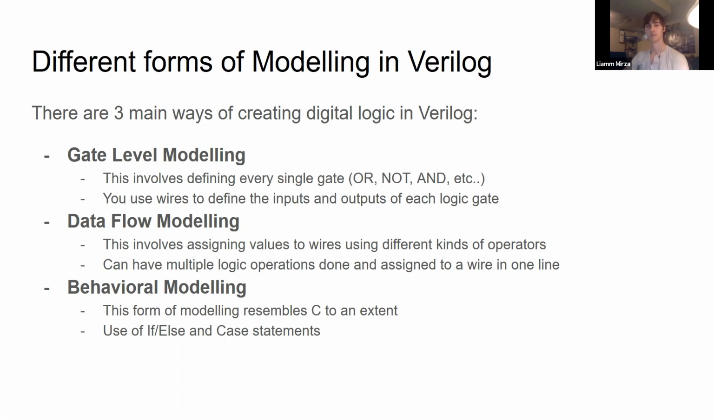And you have data flow modeling, which involves the assign statement, which is used to connect values to wires from registers or other wires. And then you have behavioral modeling, which is a lot like C code, because you're using ifs, elses, cases, always and for loops.